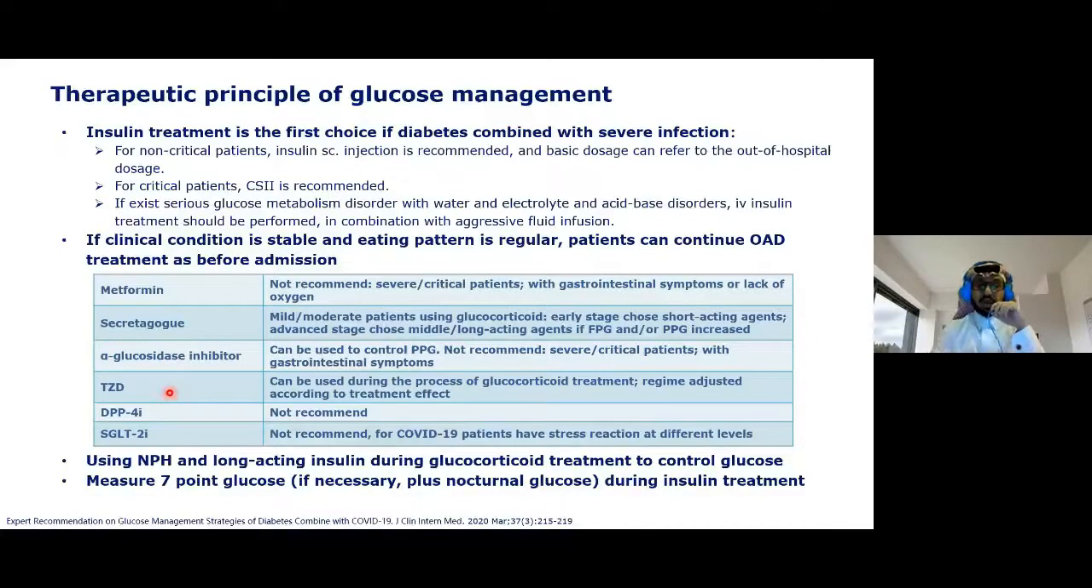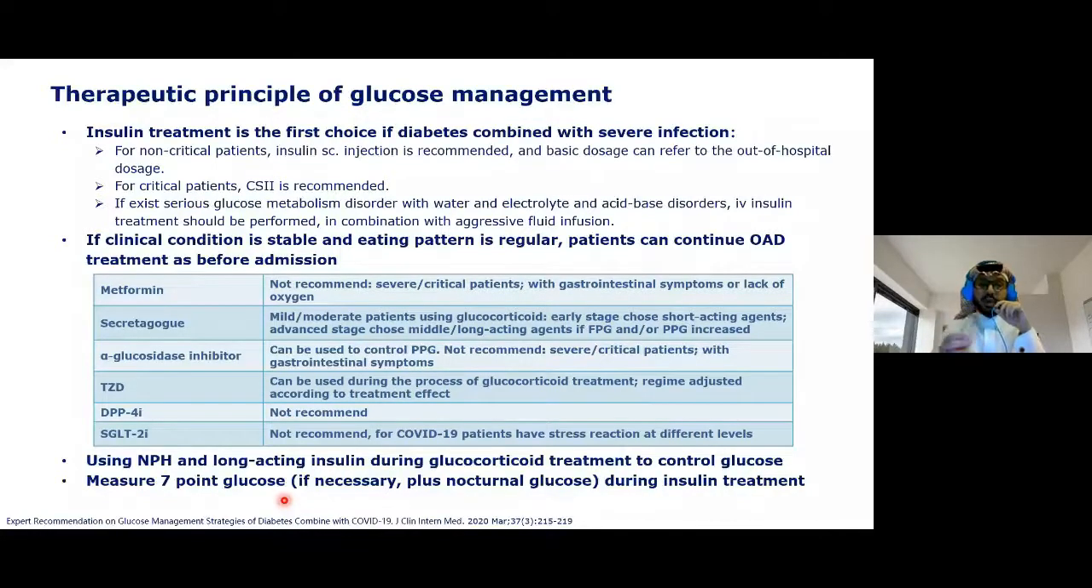TZDs like pioglitazone and others can be used during glucocorticoid treatment. The regimen adjusts according to treatment effect. DPP4 and SGLT2 are not recommended at the time being. We need more study to ensure safety for those patients, especially critically ill patients. Using NPH and long-acting insulin during glucocorticoid treatment to control glucose is very important, I think.